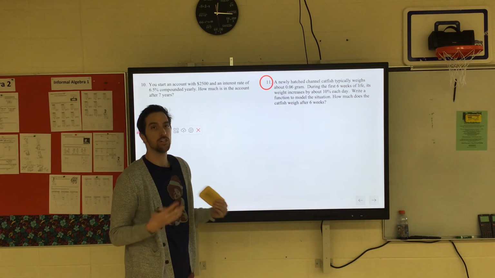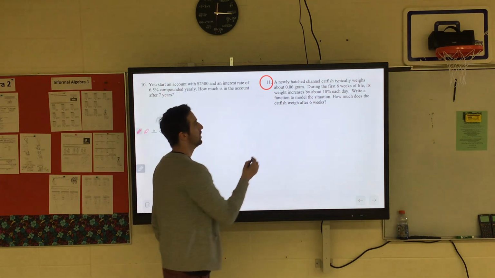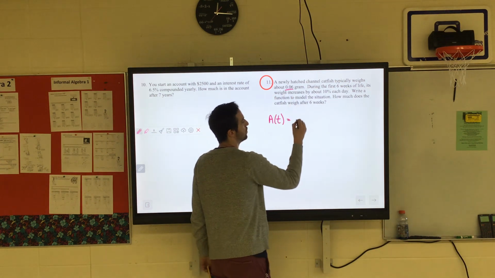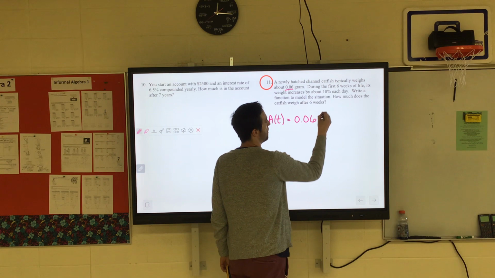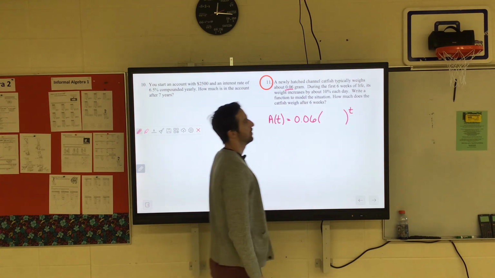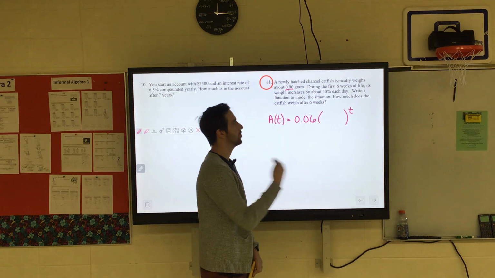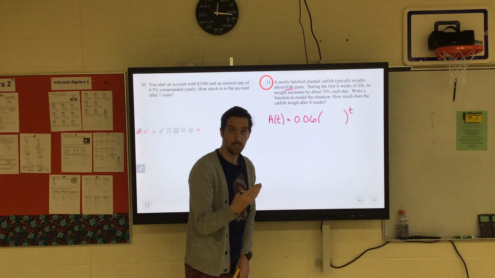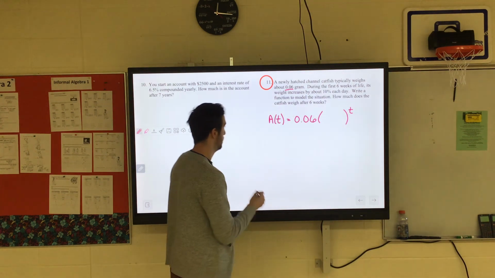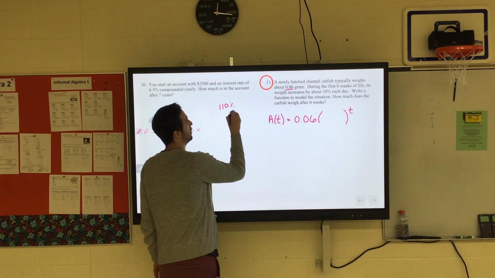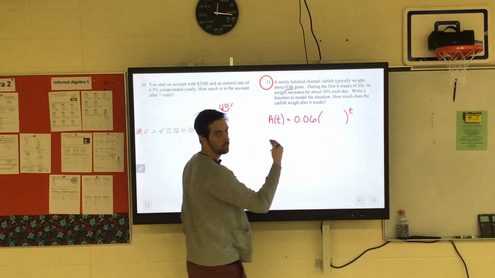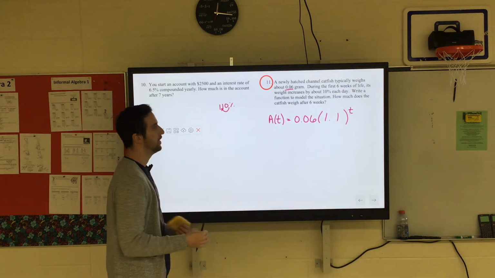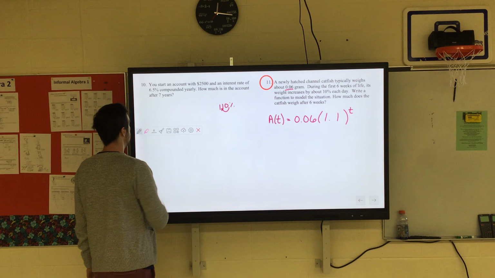So again, if we're doing the general formula here, just like the one we did, a of t equals our starting amount. Our starting weight was this 0.06 grams. If we're thinking 100% and it's increasing 10% each day, we would do 100% plus 10%, which would give us 110%. Now, in decimal form, you move the decimal 2 places, so it would be 1.10 or just 1.1. There's the general formula. Now we need to figure out what we're putting in for t.